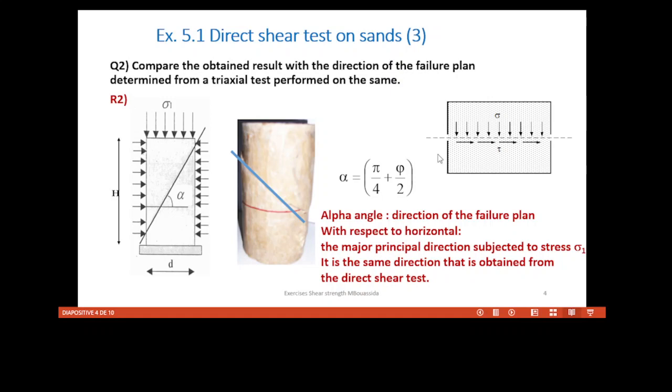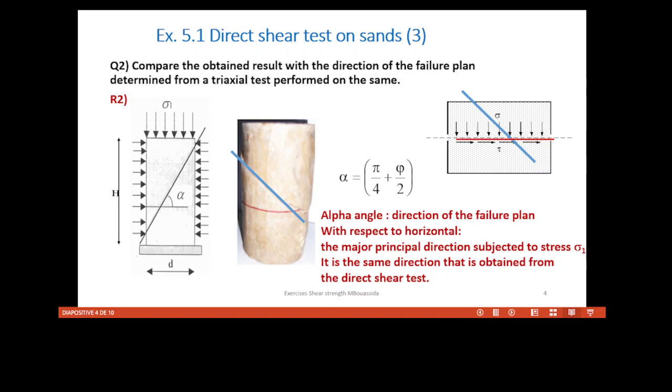As we can see here, the failure plane is horizontal, but here it is inclined with an angle alpha with respect to horizontal. But at the same time, the horizontal plane becomes the failure plane. So in this case, for the direct shear test we have the same angle. So it is the same direction that we obtained from the direct shear test that we can find using the triaxial apparatus.